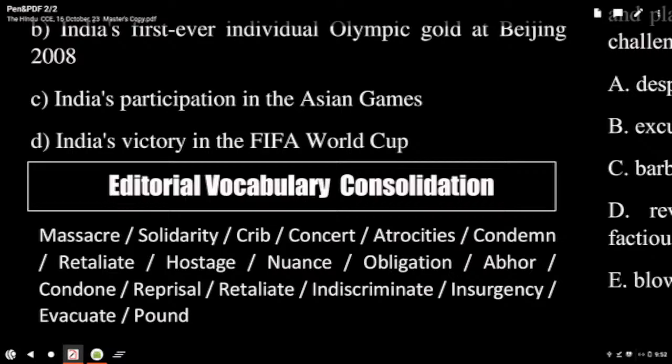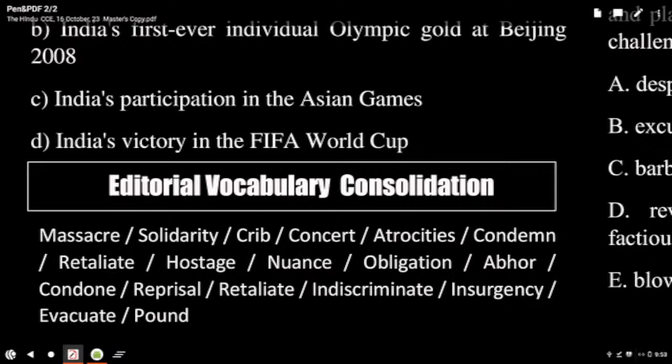Condemn. Verb. It's a regular verb. Meaning public disapproval. Disapproval, very good word, I appreciate. But publicly disapproving someone or something. Retaliate. Please, loud and clear. Verb. Meaning to give back. You can simply say give back. Someone does something to you and you do the same thing, but negative context. Retaliate. Hostage. Noun. Meaning someone who has been kept in captivity or under hold.